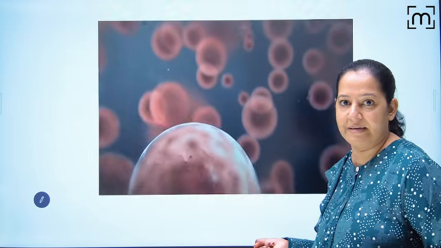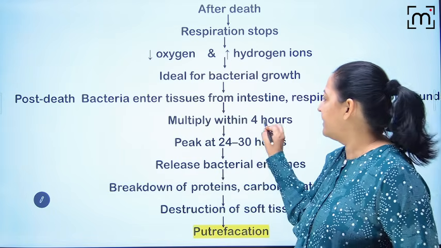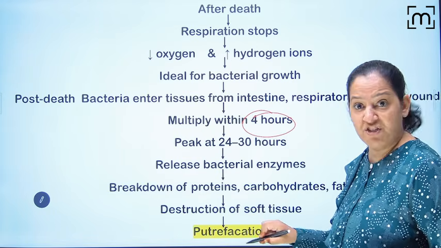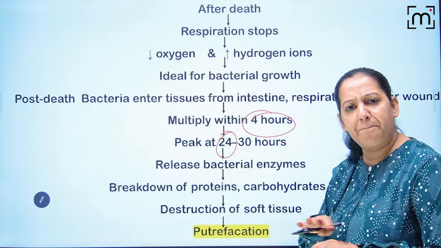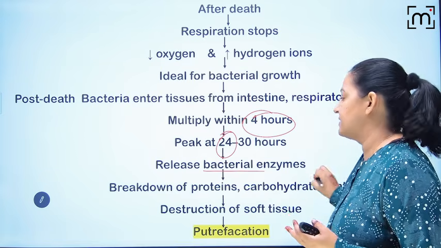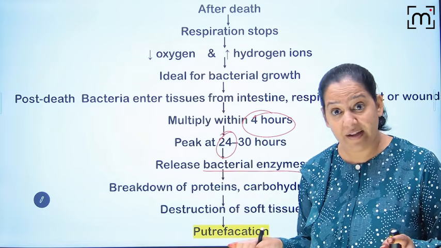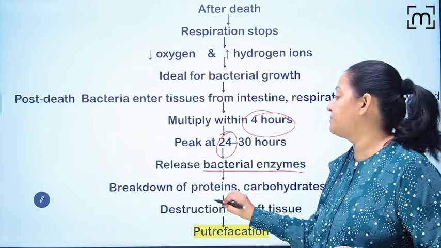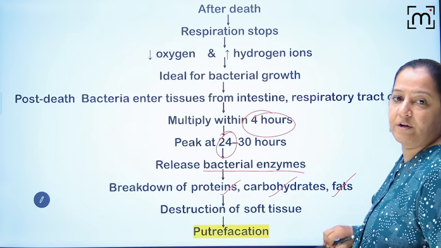How does bacteria multiply? Within 4 hours, they start multiplication. At 24 hours, they are at peak multiplication. Once the bacteria are at peak, they release enzymes. Those enzymes break down the protein, carbohydrate, and fat of the dead body.